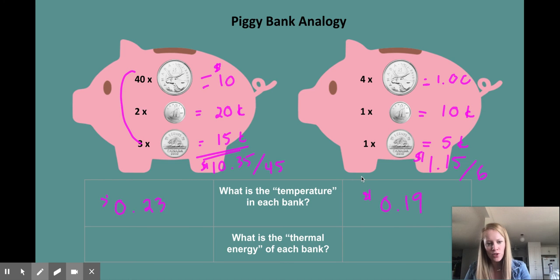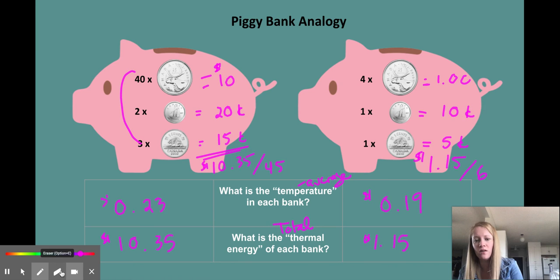So the temperature, the average kinetic energy of each particle or of each coin in this situation, the first piggy bank has actually a slightly higher temperature because the average is slightly higher. Well, the thermal energy is your total. This is average. Well, we've already done the total. In total, this piggy bank compared to the second piggy bank has a much larger total. So therefore, the thermal energy of the first piggy bank is much higher than the second piggy bank. So that is our main concept there.